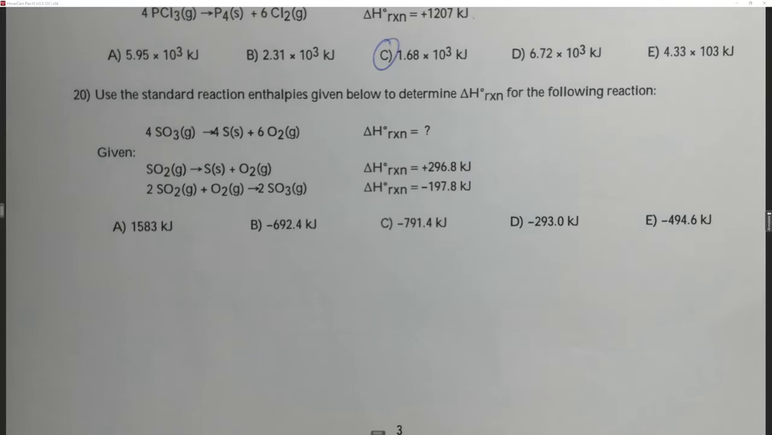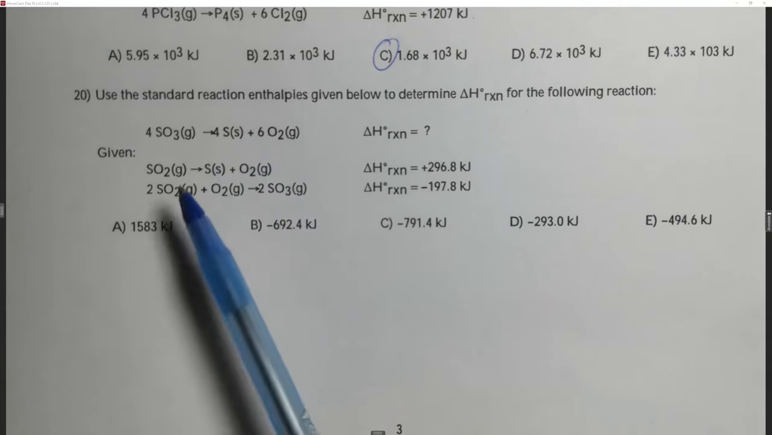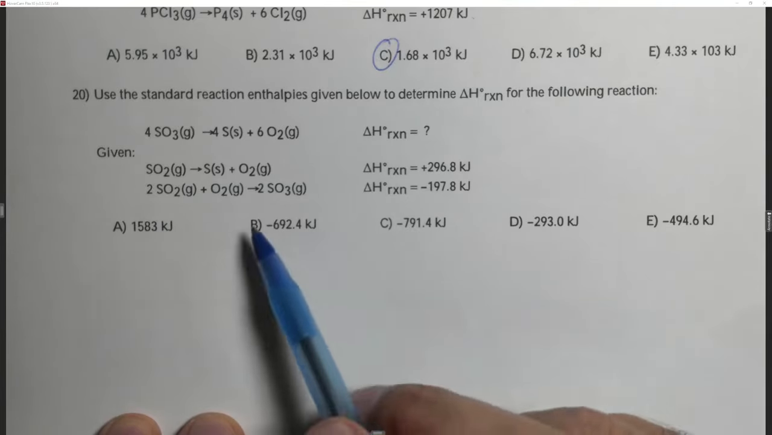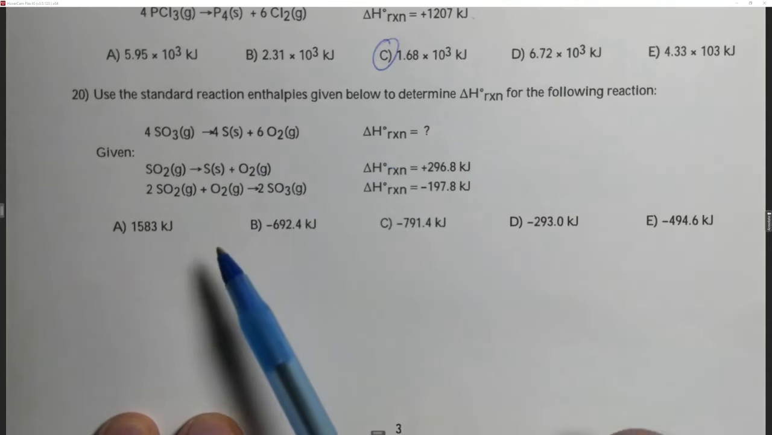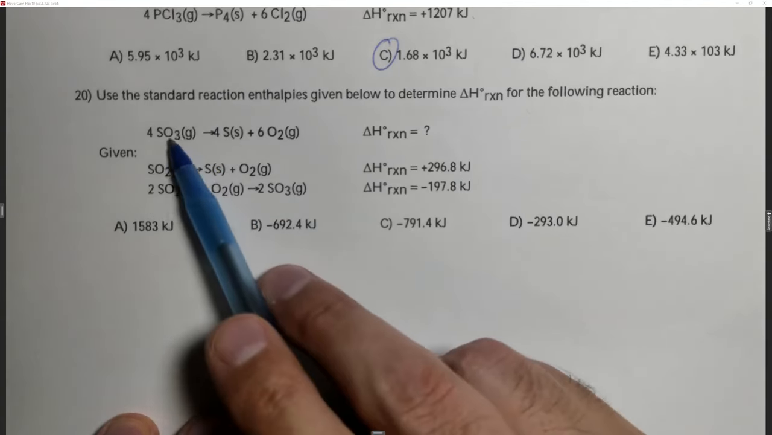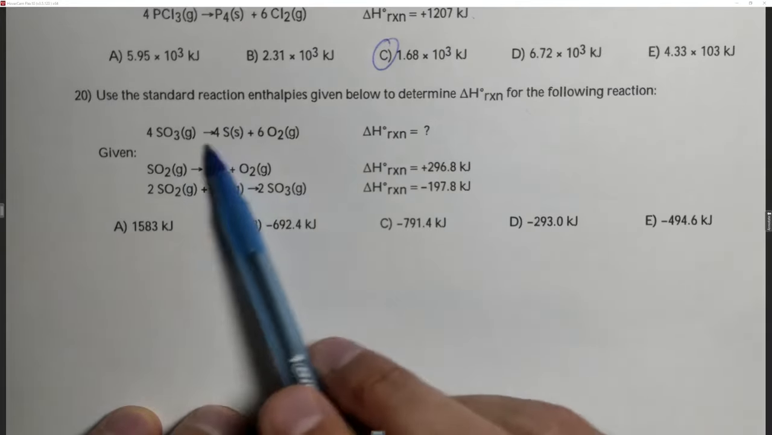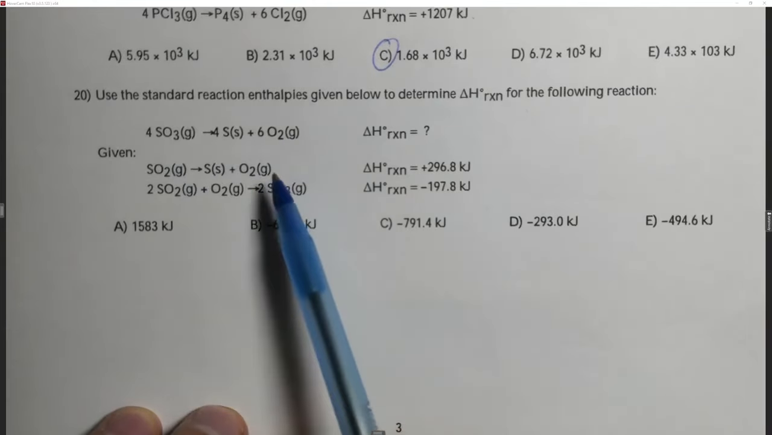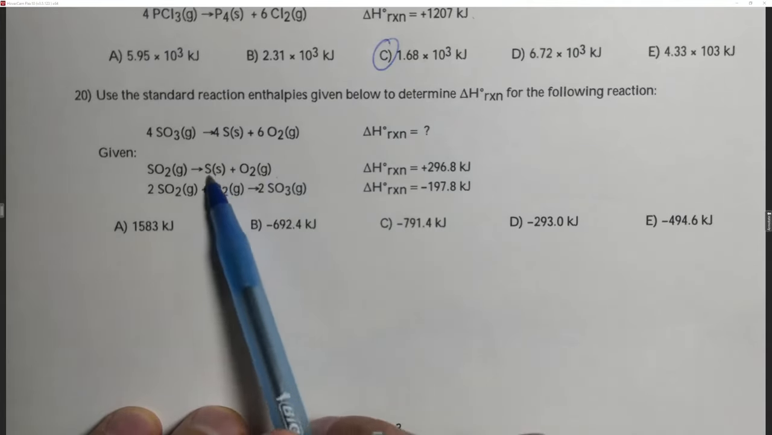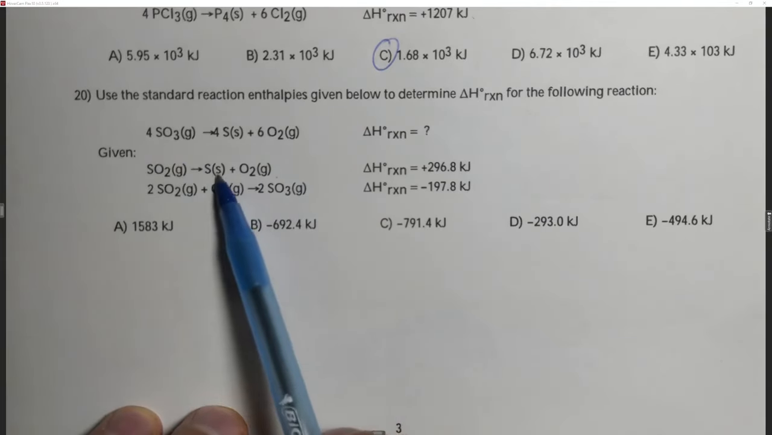In order to do that, we need to find what's unique in this equation as compared to this equation, and what's unique in this equation as compared to this equation. So how we're going to do that is we're going to just look and see which elements are unique. If we look here, we have SO2, which is not in this equation, so we could probably ignore that one. We have sulfur and oxygen, okay? Oxygen is in both of these equations, but sulfur is only in this equation. So I know that my overall equation is going to come from the sulfur in this equation.